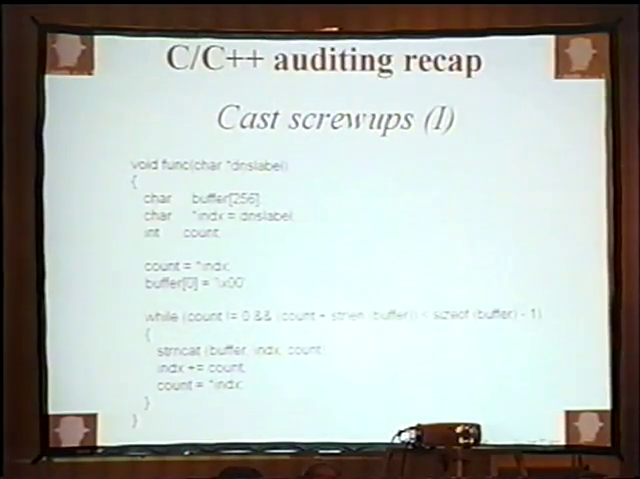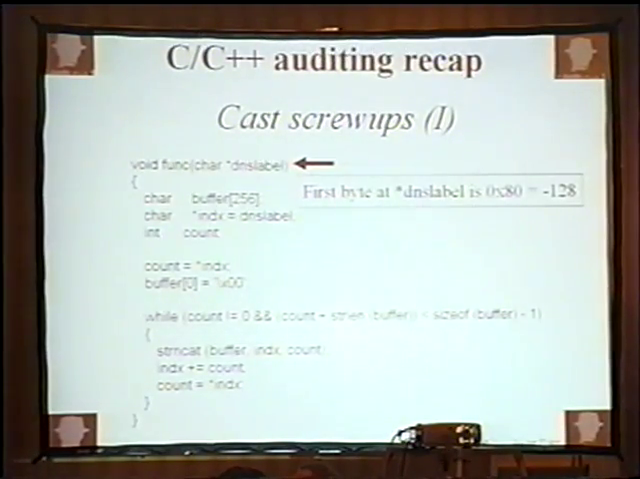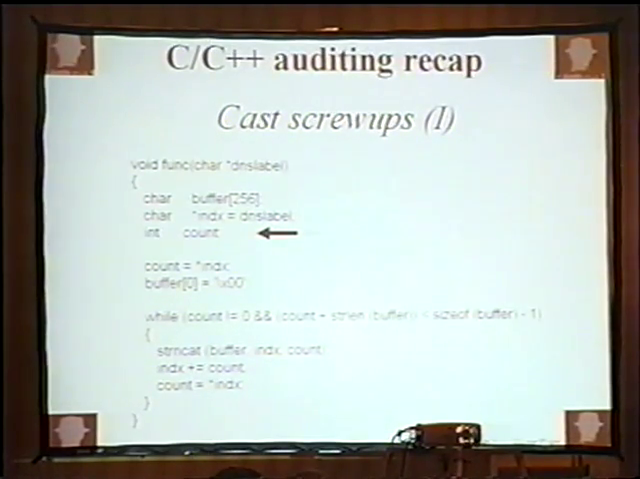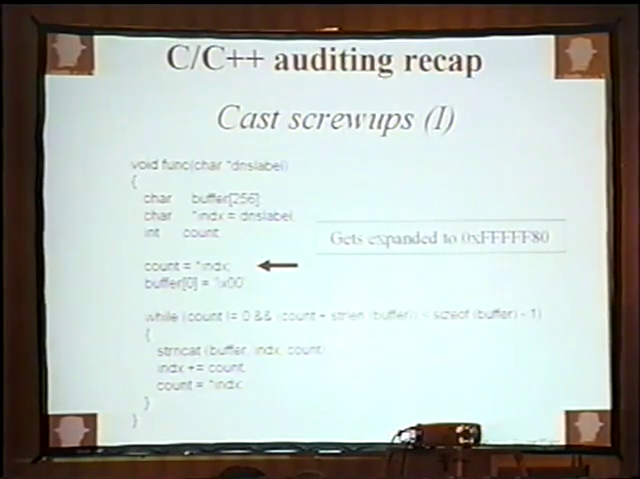So what happens here is that the data at DNS Label is user supplied. So let's assume somebody supplies the character 0x80 there, which is minus 128. Remember, char is signed, and so is int. Int and char do have signs. So this value is being cast to the int count, where it's extended to 0xFFFFFF80, which is minus 128.